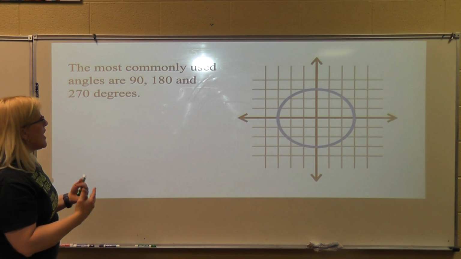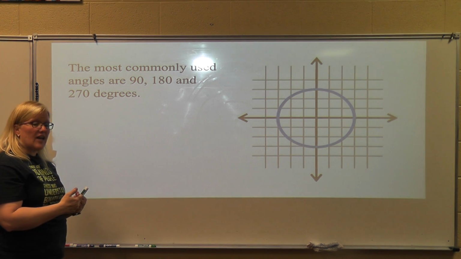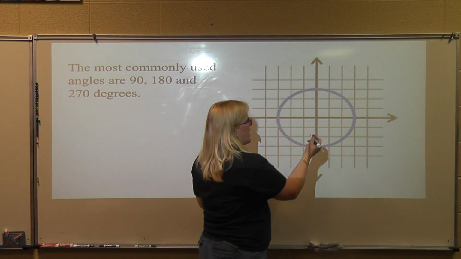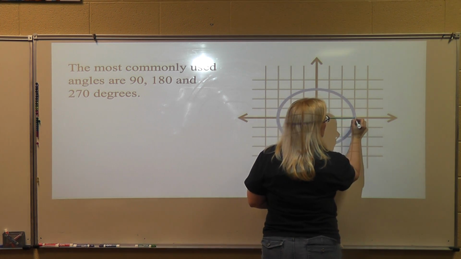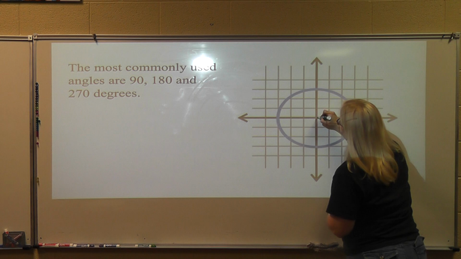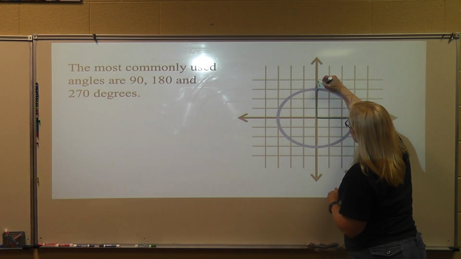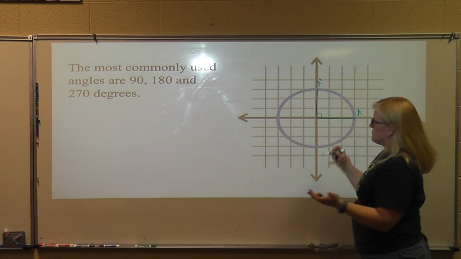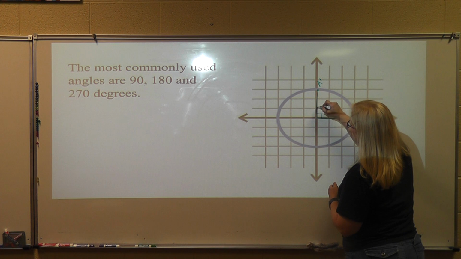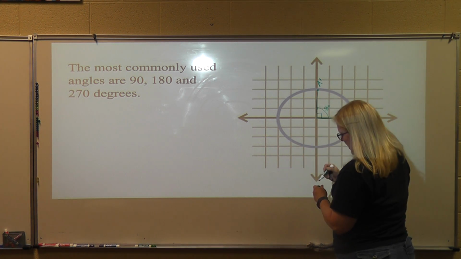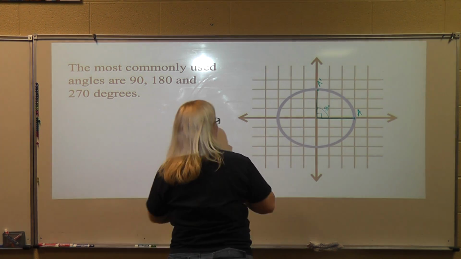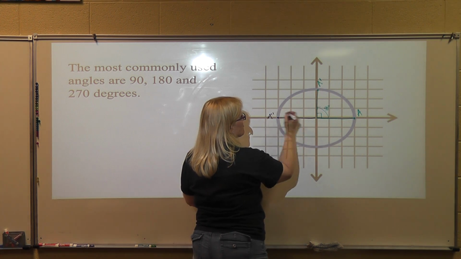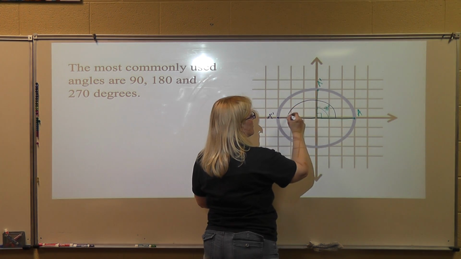Now, the most commonly used angles are a 90-degree angle, 180 degrees, and 270 degrees. So I just wanted to point that out to you. If I am going from this point right here, so say this is A prime, a 90-degree angle is right here. It's a right angle, right? So that's 90 degrees. If I want to go to 180, that's over here. That would be A double prime.